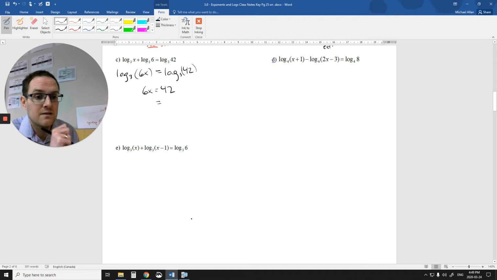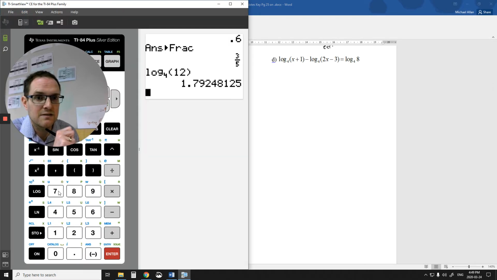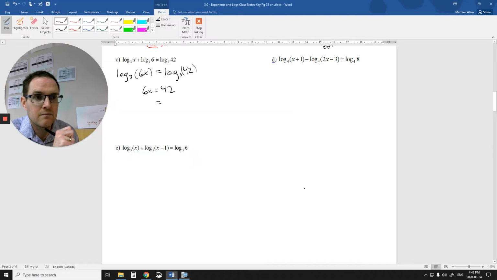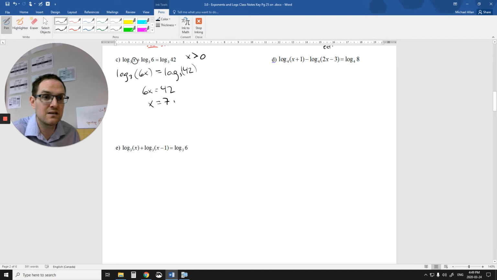And then I have, well, I should know what that is, but I'm not going to deal with that right now. So 7. Then you go back to the top, 7. Like I look at my restrictions here. The only restriction I have is here. This cannot be a negative number inside the log here. So x has to be greater than 0. So this answer should work out nicely.